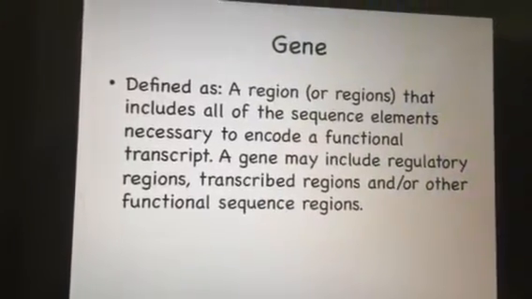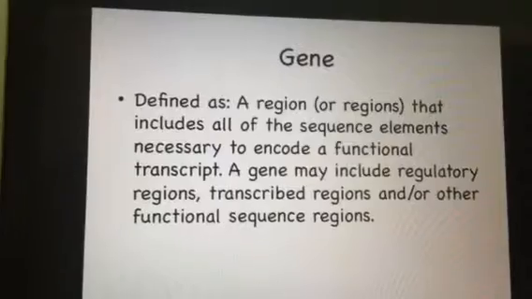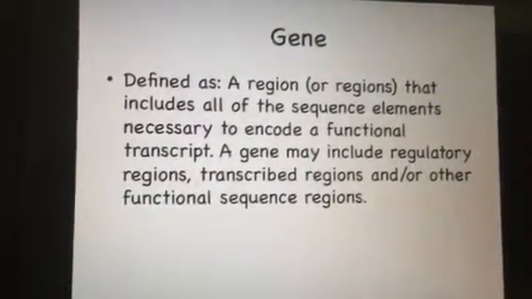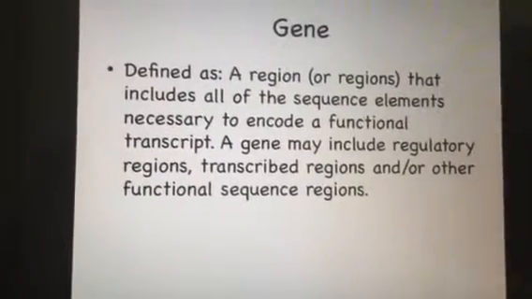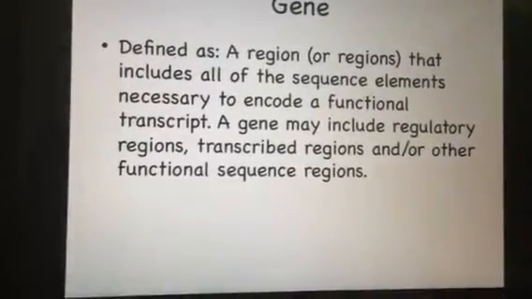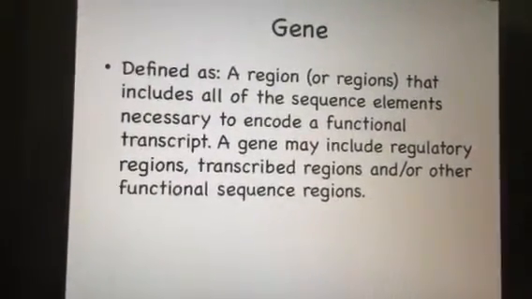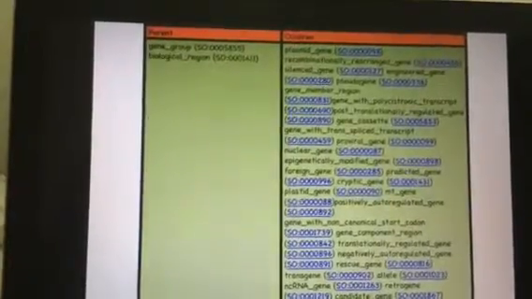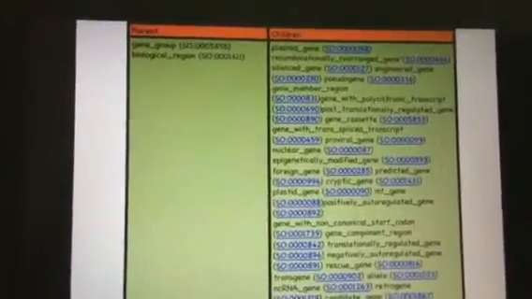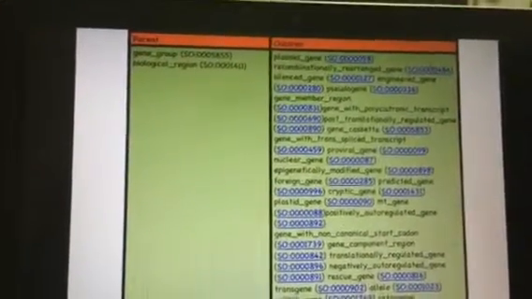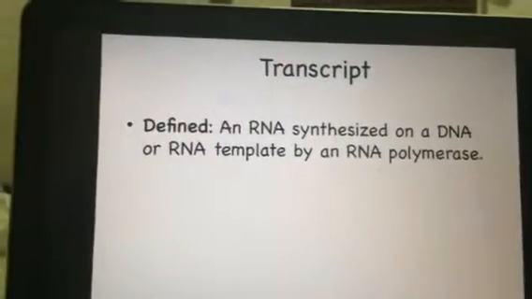Next is the gene sequence feature, which can be defined as a region that includes all of the sequence elements necessary to encode a functional transcript. A gene may include regulatory regions, transcribed regions, and or other functional sequence regions. This is a parent and children table. Gene group and biological region are the parents for the gene sequence feature, and on the right hand side you can see the list of children that fall under the gene sequence feature.